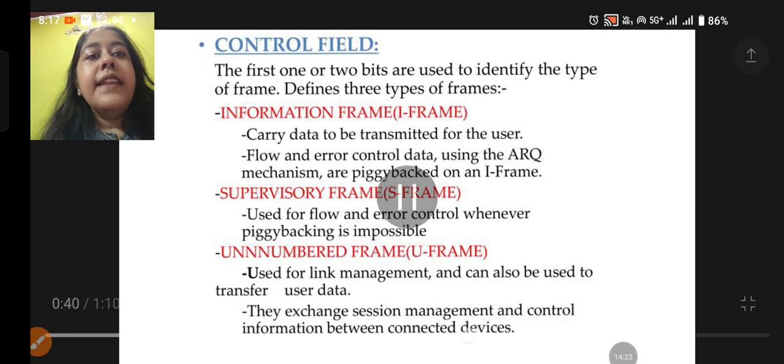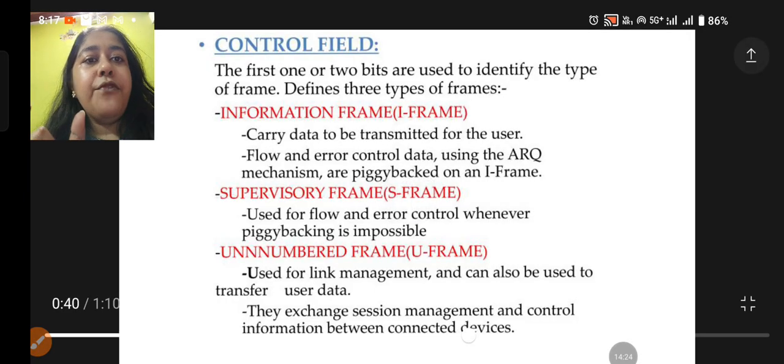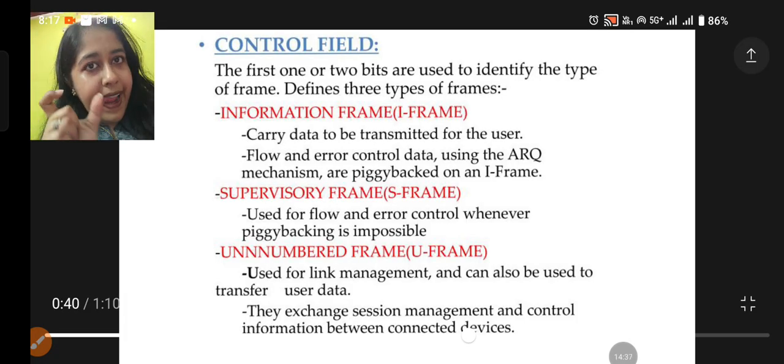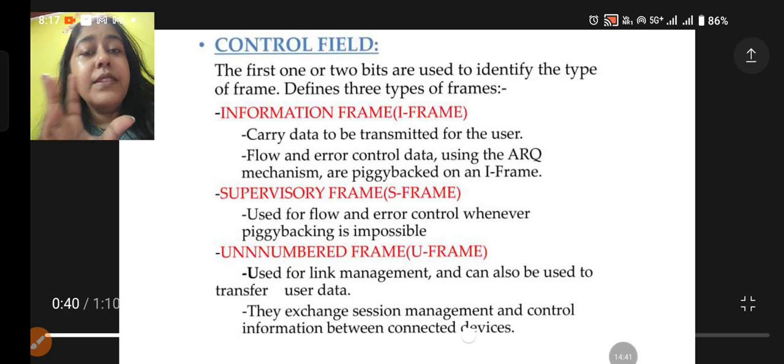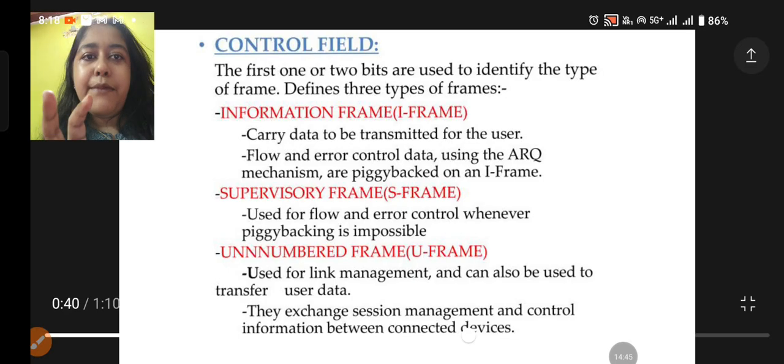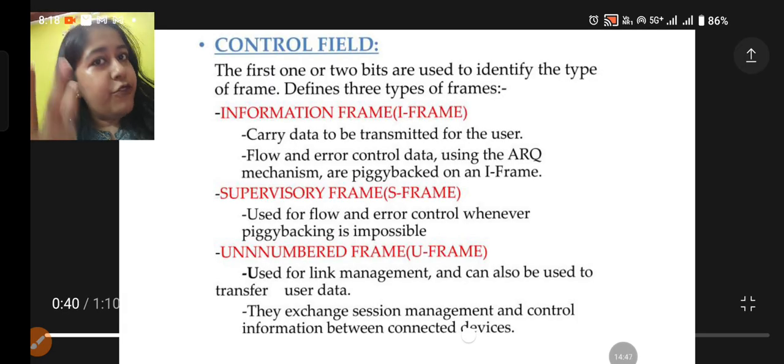Next is your control field. The first one or two bits are used to identify the type of frame. What kind of frame, as I have already told, I frame, U frame. So the control field will identify what kind of frame your particular frame is. That is why the first one or two bits are used to identify the type of frame. It defines three kinds of frames.